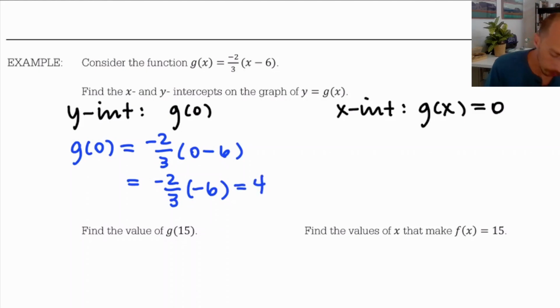And if I need to find the coordinates, which it didn't ask for, but sometimes it asks, like, what are the coordinates of the y-intercept? It's the point where x is 0 and y is 4. And for the x-intercept, that's where we're going to solve the equation.